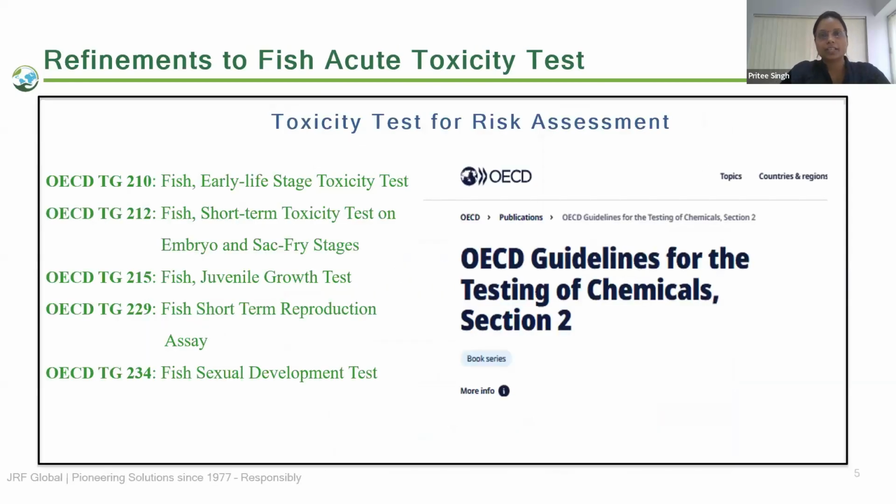Now, refinement to the fish acute toxicity test. This is in contrast to environmental risk assessment. So, OECD has validated many guidelines in section 2, that is the effect of chemicals or toxins on living organisms, the biotic system. So here I have segregated some guidelines, that is OECD 210, fish early life stage toxicity test. In fish, the guideline itself says that it is an early life stage toxicity test.